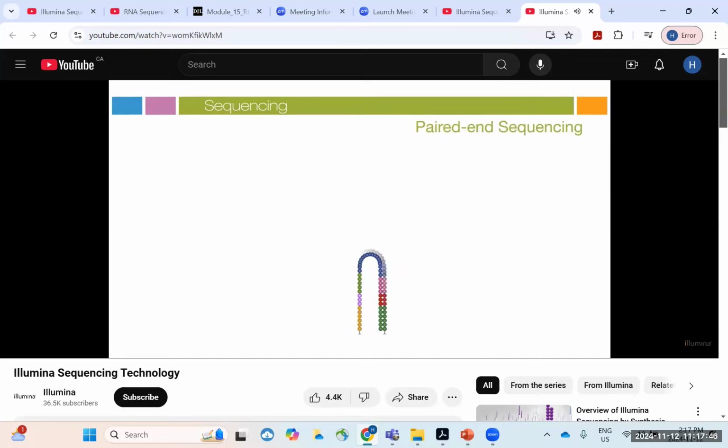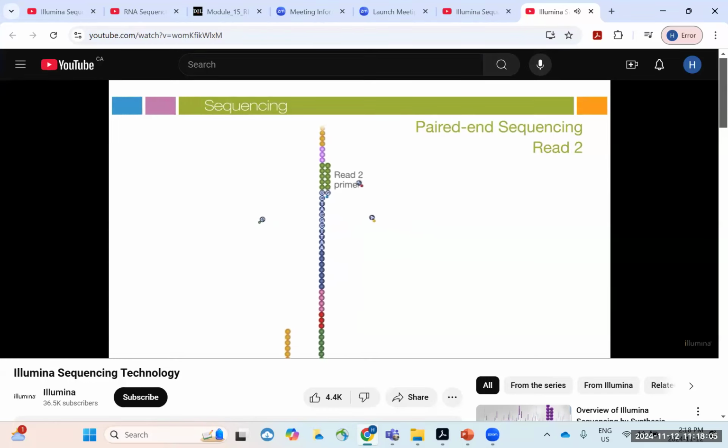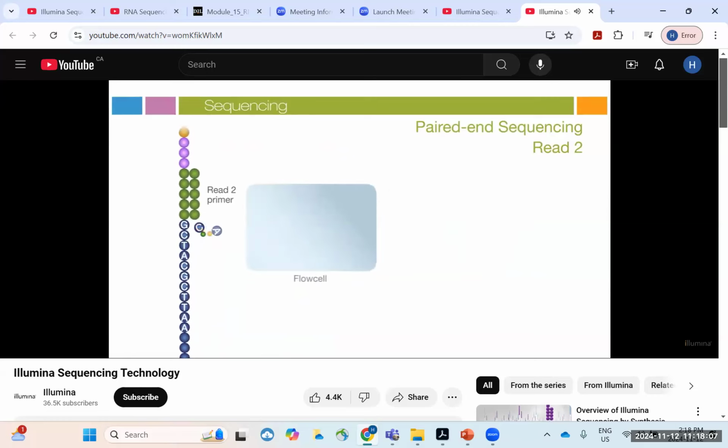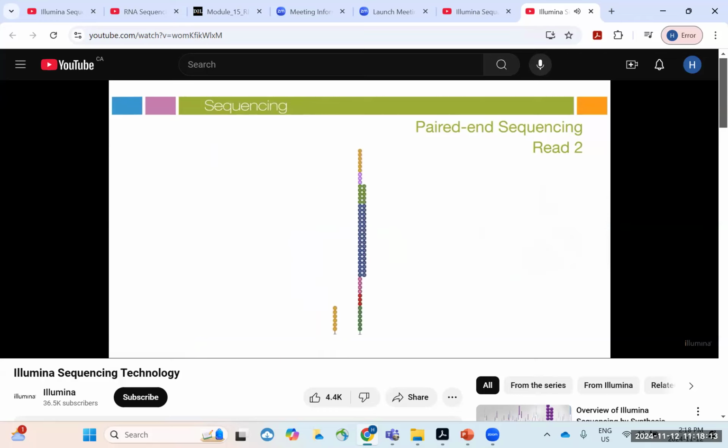Polymerases extend the second flow cell oligo, forming a double-stranded bridge. This double-stranded DNA is then linearized and the 3' ends blocked. The original forward strand is cleaved off and washed away, leaving the reverse strand. Read 2 begins with the introduction of the Read 2 sequencing primer. As with Read 1, the sequencing steps are repeated until the desired read length is achieved. The Read 2 product is washed away.